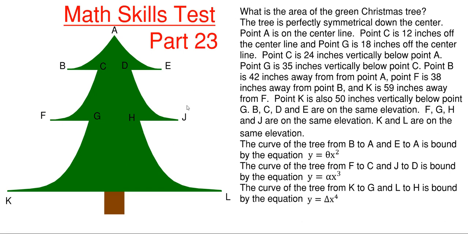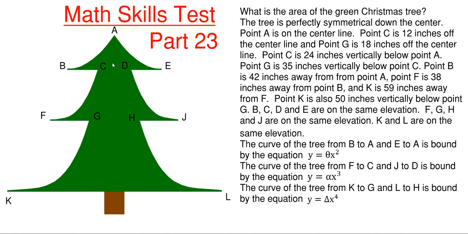So we are told a lot of information, so let's go through it here. We are told that the tree is perfectly symmetrical down the center, so it'd be from point A all the way down to this bottom portion from K to L. We are also told a lot of distance points here, which we are told point A is along the center line at the top.